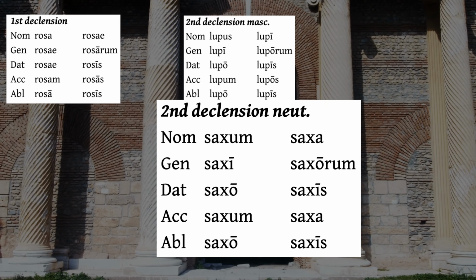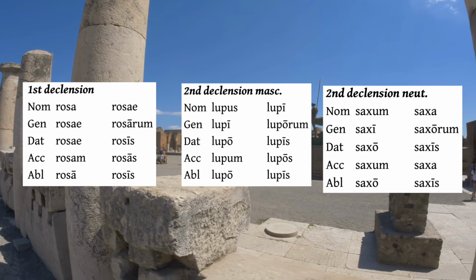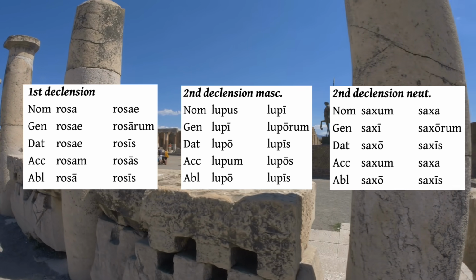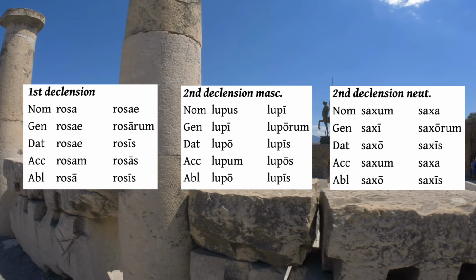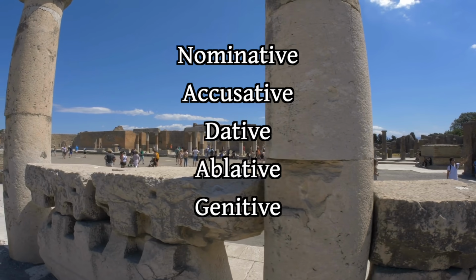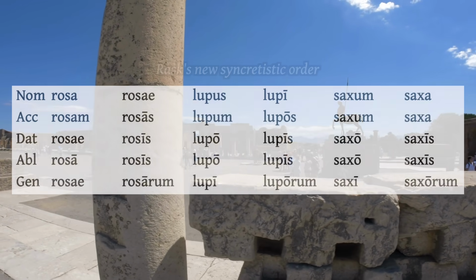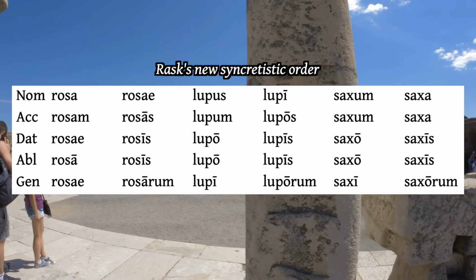It's this syncretism that has inspired a few philologists, originally popularized by Danish scholar Rasmus Christian Rask in the 19th century, to change the sequence of cases in Latin to something more syncretic: nominative, accusative, dative, ablative, genitive. Here's what the three nouns we saw above look like in Rask's ordering.